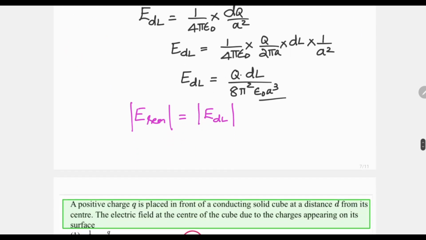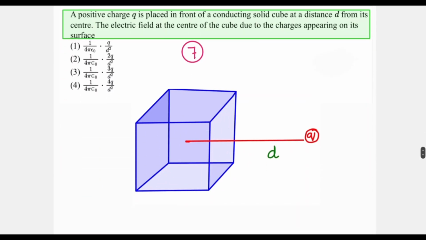Now comes question number 7. A positive charge q is placed in front of a conducting solid cube at a distance d from its center. The electric field at the center of the cube due to charges appearing on its surface. So this is a very interesting question. You see here, there is a cube, and from the center of the cube at a distance d, a small positive charge q is placed. And they are asking for the electric field at the center of the cube due to charges appearing on its surface.